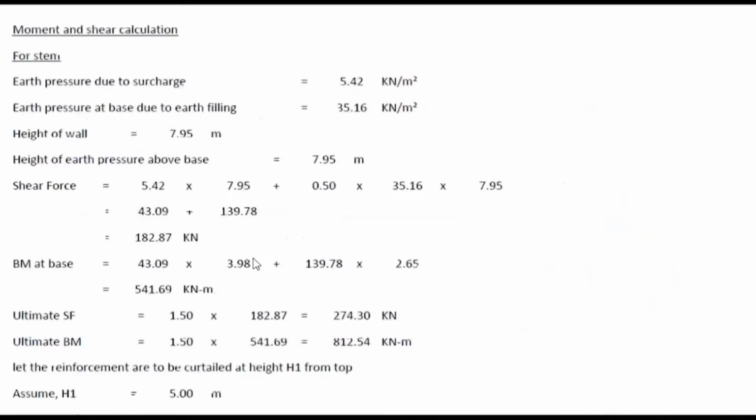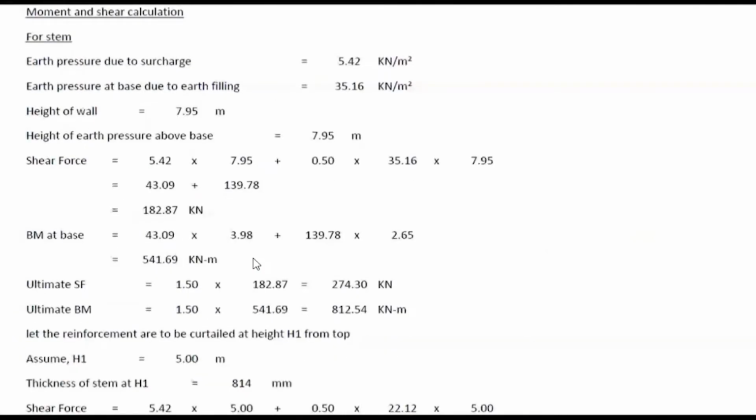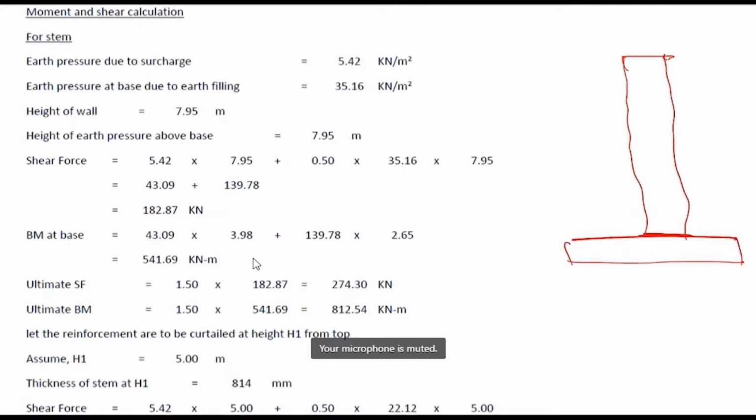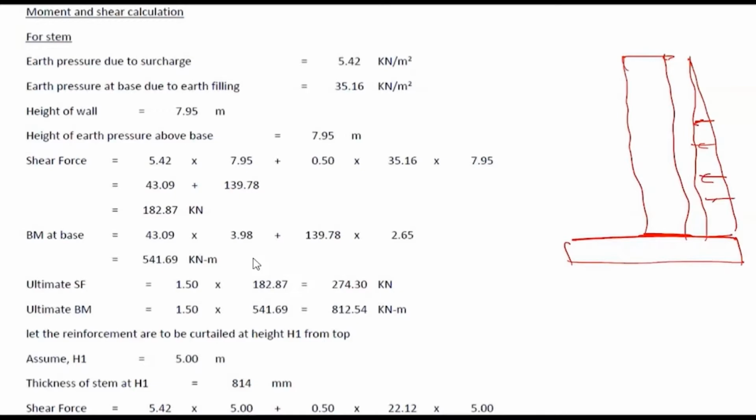Okay, now we will calculate the moment and shear. So active earth pressure due to surcharge. First we will calculate the moment and shear at this section, at this point. Okay, so the distribution is very simple here. Due to active earth pressure, triangular, and due to surcharge, rectangular. So due to surcharge is 5.42, rectangular.